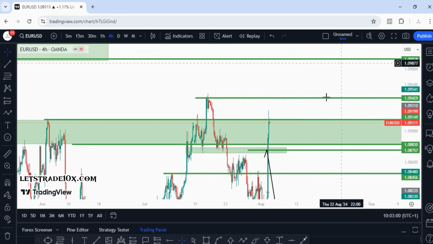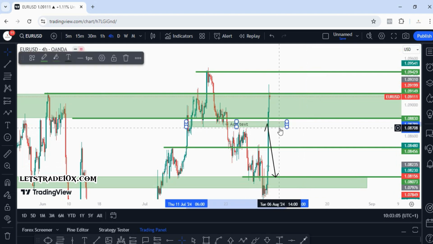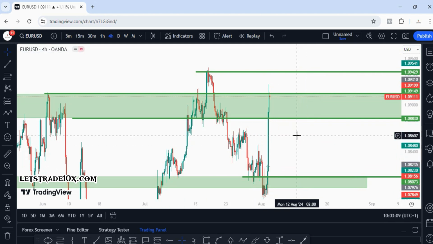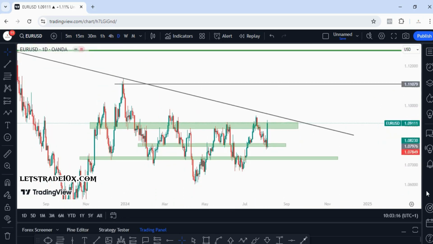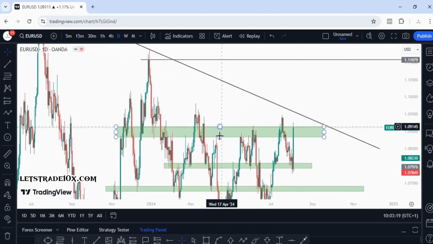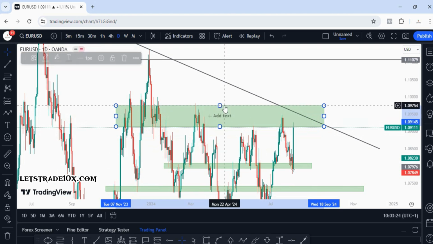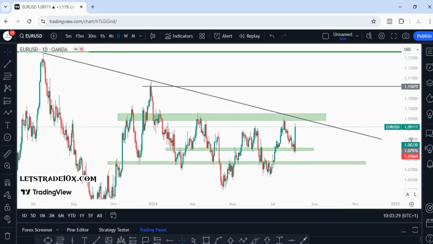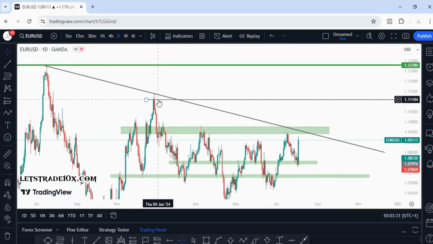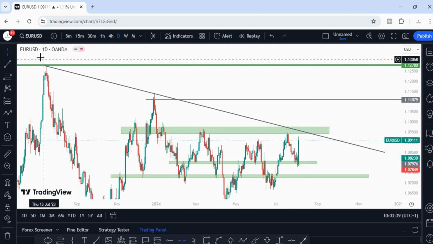So even though we'll go for a mini pullback, let me delete all of these things so that we can have a clear chart. So let's go back to the daily time frame. On the daily time frame, let's refine this zone. Sorry, I'm trying to do this on the spot today, so please forgive me. I think we still have breathing room into this trend line above here. One touch, two touch.